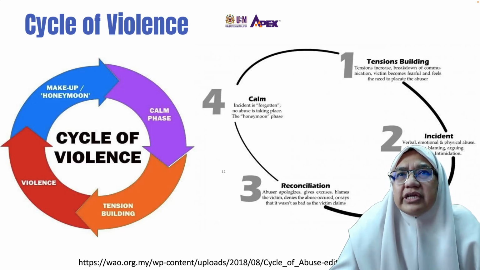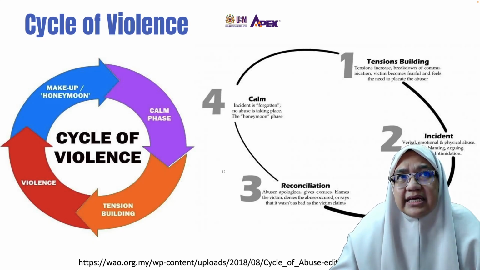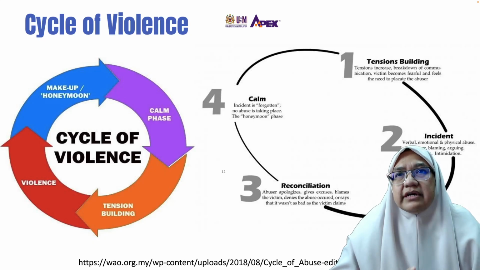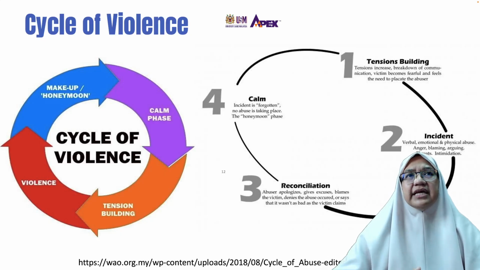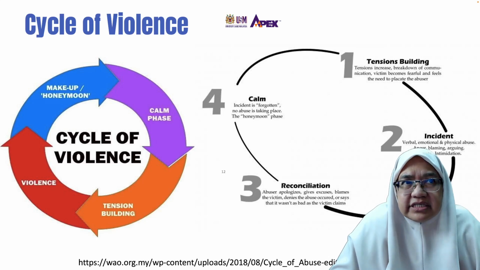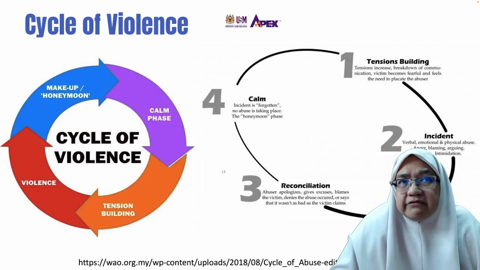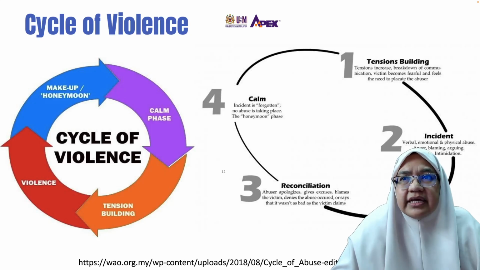Okay, usually there will be 4 phases when the violence occurs. Phase 1 is what they call tension building. That is the first phase. The second phase is the violence itself, which is the incident phase. This is where the violence takes place. It can be verbal violence, emotional violence, physical violence, or sexual violence. It happens after the tension building.